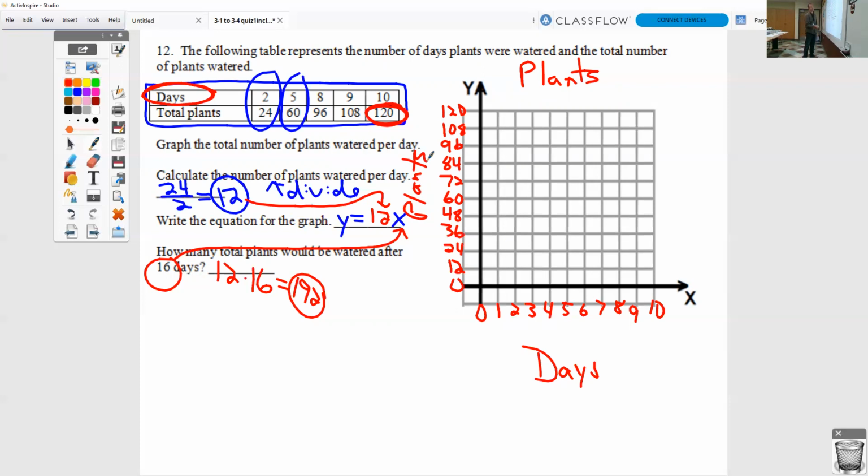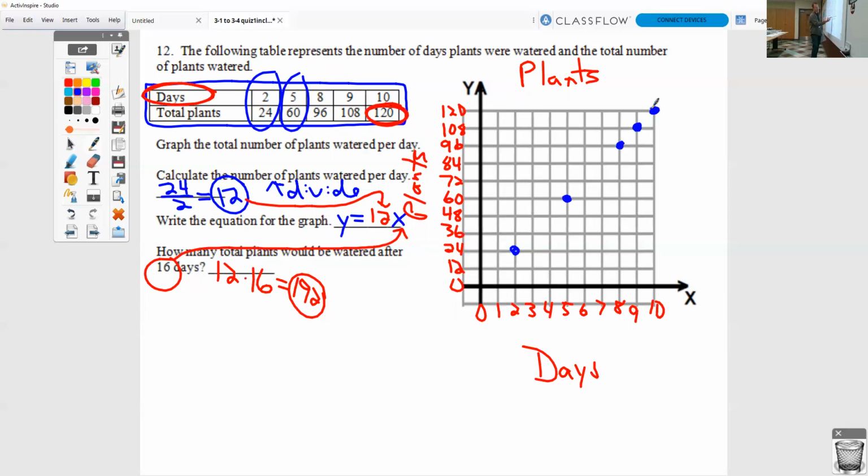So now I'm ready to graph. The only dots that you're going to graph are the ones from the table. 2, 24, 5 and 60, 8 and 96, 9 and 108, 10 and 120. Those are the only 5 dots that you should graph.